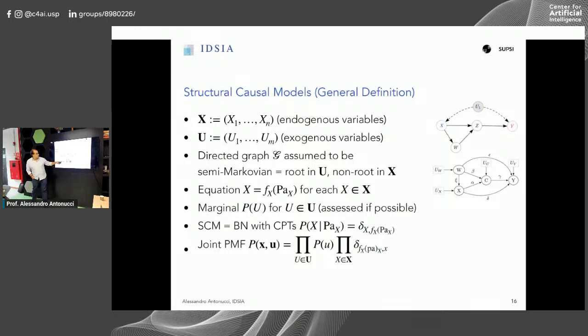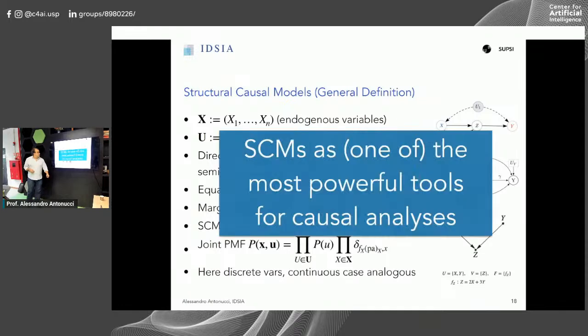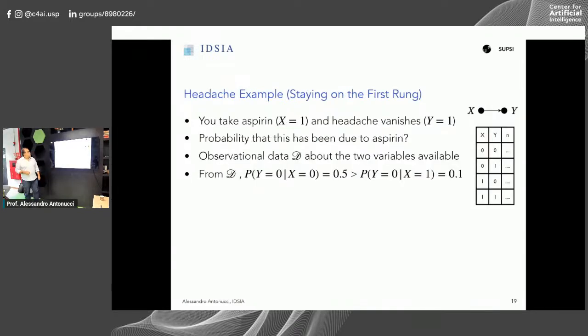So in general, you will have a distribution over the X and the U. The U, we typically assume to be on the top, to be the root of the graph and to be independent. This is an assumption called semi-Markovian. The rest is based on the equations. So this is the kind of distribution we cope with. And given this object, this is all we need to compute any causal query on the system. So we can ask for all the three levels of the hierarchy of Judea Pearl. So this was a high level view.